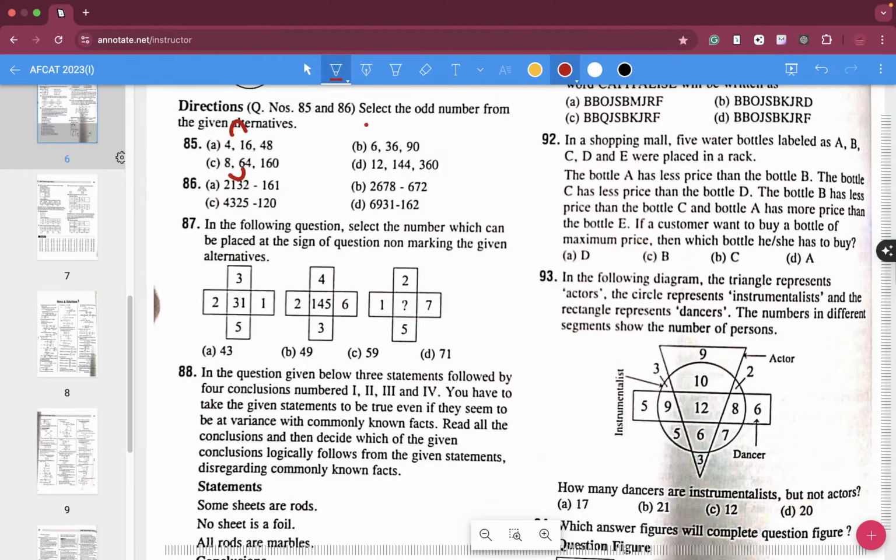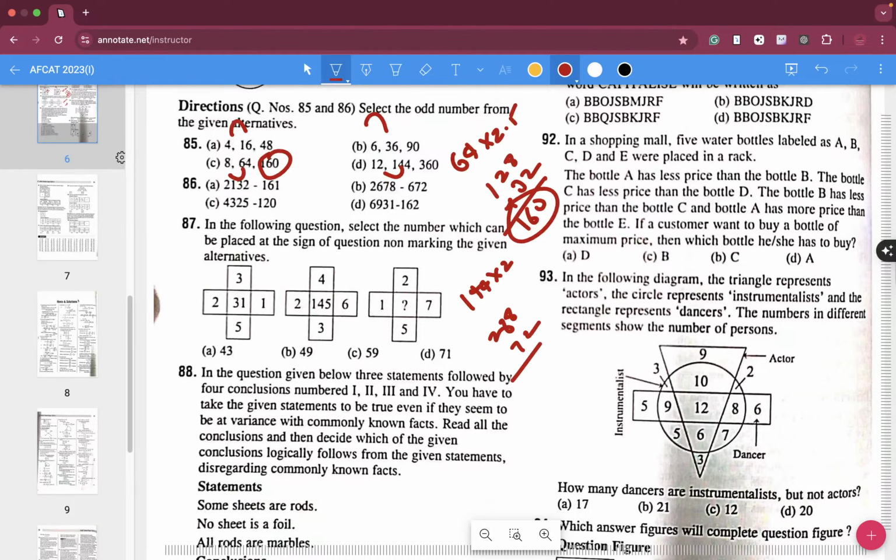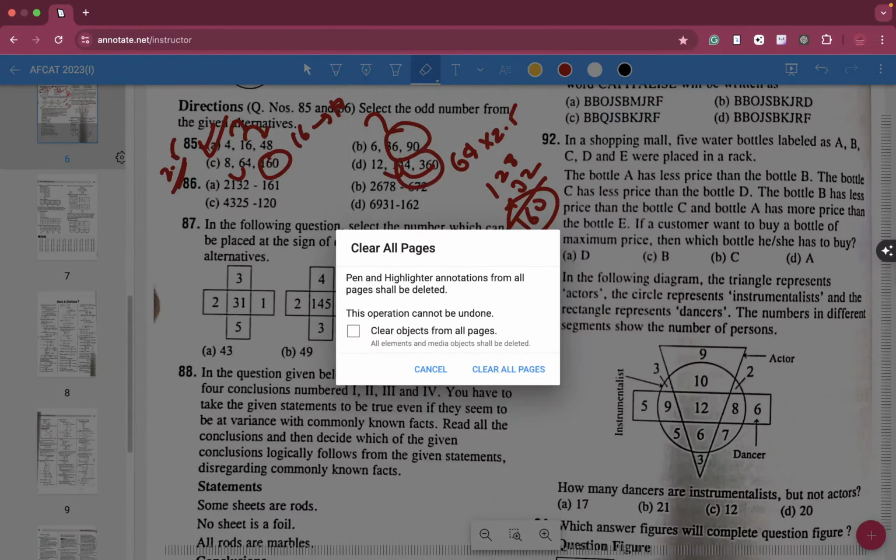Square number. Now, 64 into 2.5 is 128 plus 32, which is 160. Now 144 into 2 is 288, plus 72. So this is into 2.5, and this is also into 2.5. 72 plus 18, but 16 to 48 is directly into 3. You need only into 2.5. So we go ahead with 85, A as the answer.